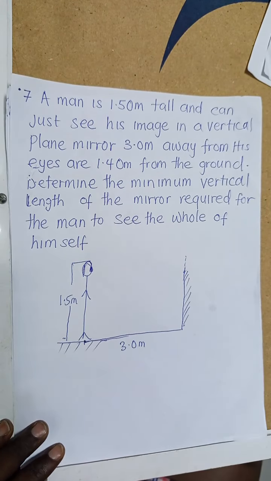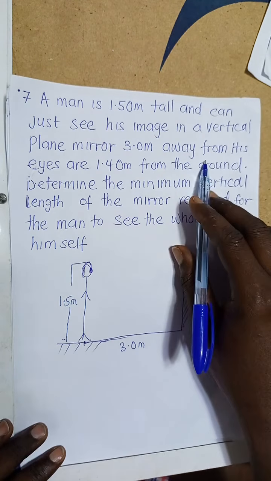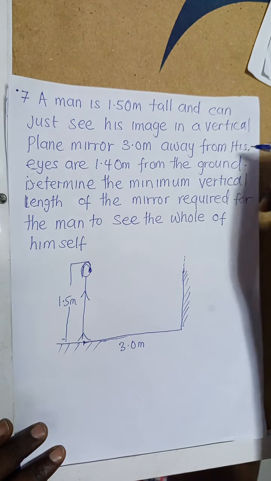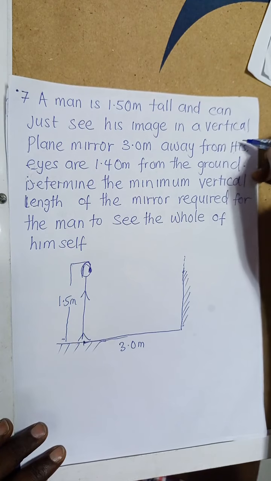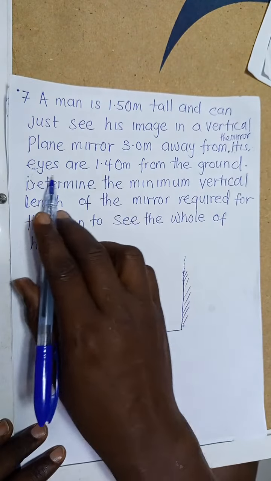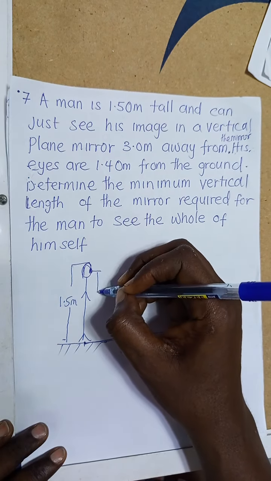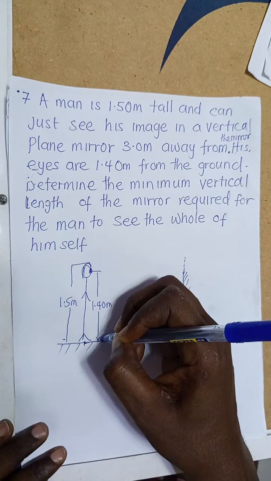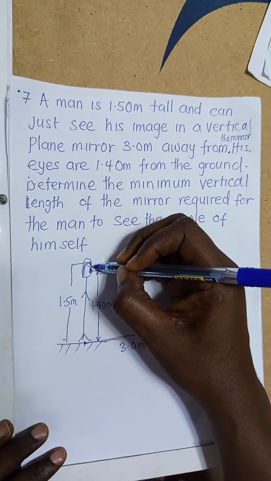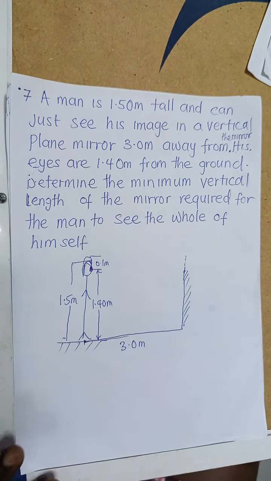Then look at the question. His eyes are away from the mirror, let's correct it. Then his eyes is 1.40 meter from the ground. Let's say this is the eye of the man, 1.40 meter from the ground. It means that from his height to the eye, it should be what? 0.1 meter. Subtract it from 1.5. That means 1.5 minus 1.4 is what? 0.1 meter. This is correct.